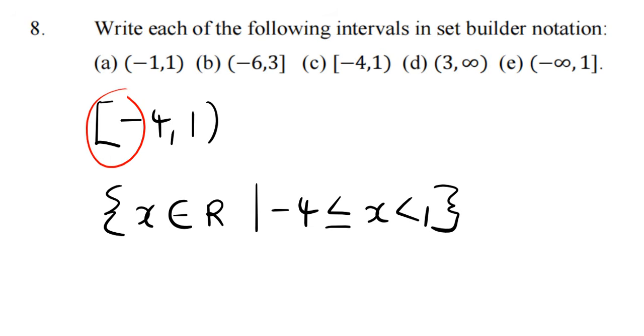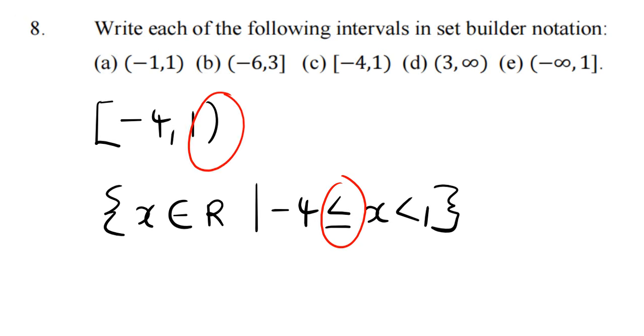Because here it's closed, you're going to include the negative 4. That's why we have the equal to sign there. Then here it's open, so we're not going to include 1. That's why I'm saying x should be less than 1.